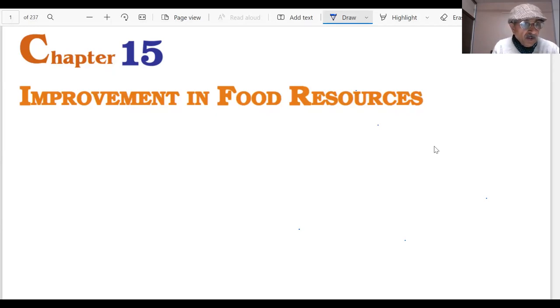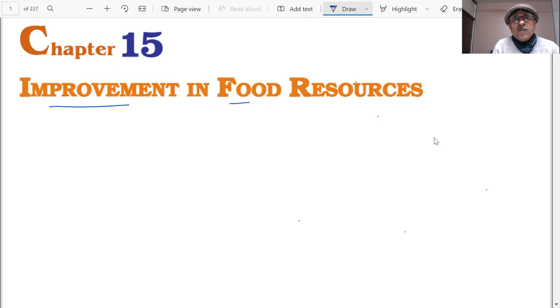Chapter 15, Improvement in Food Resources, 9th NCERT Science. What do you mean by improvement in food resources, student? Naturally, the first question is, what are our food resources?